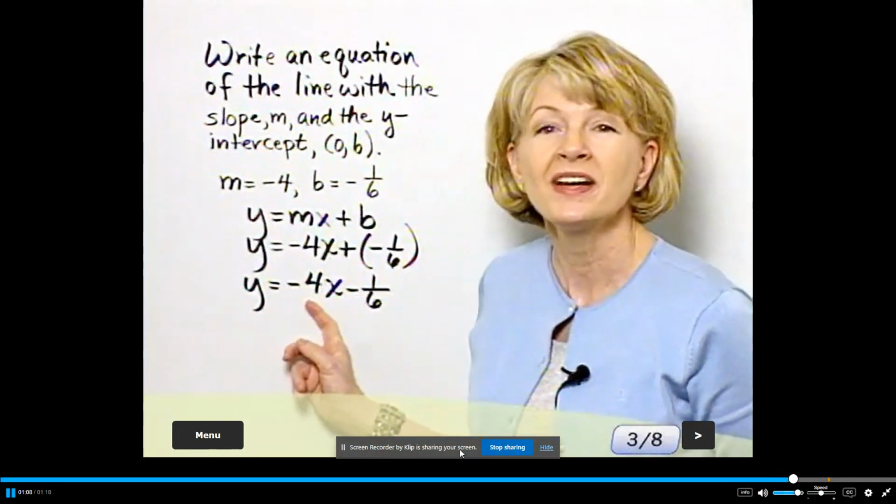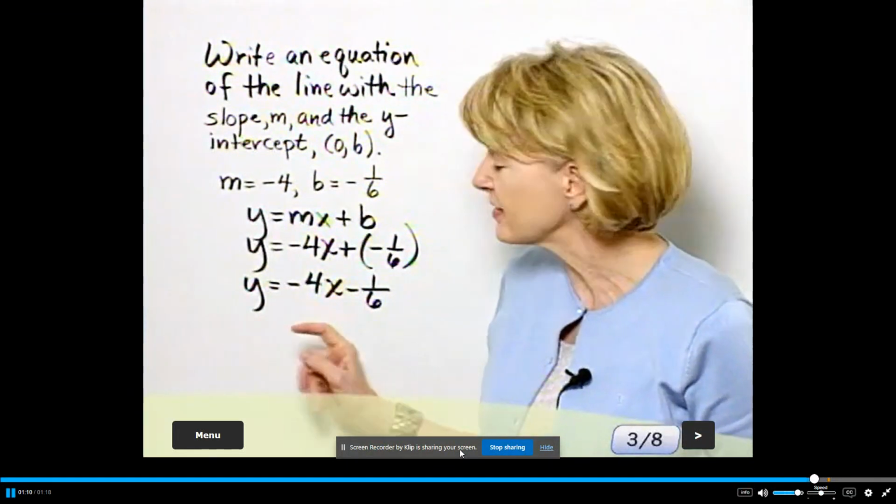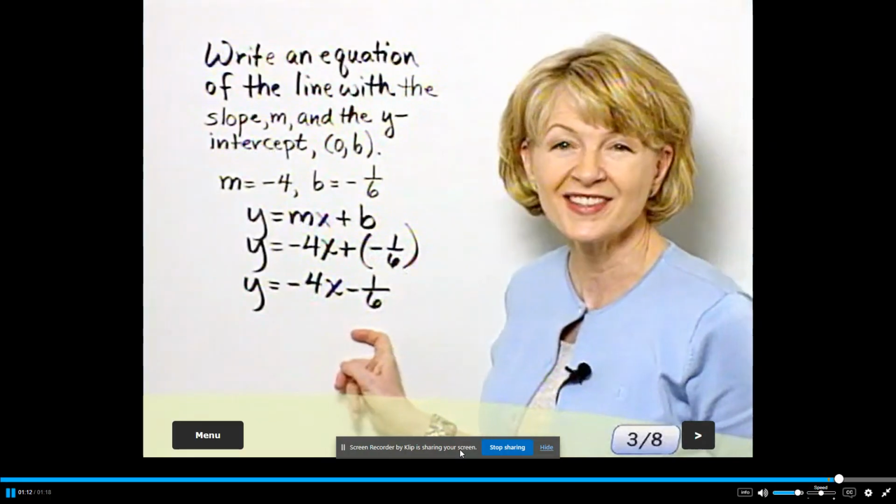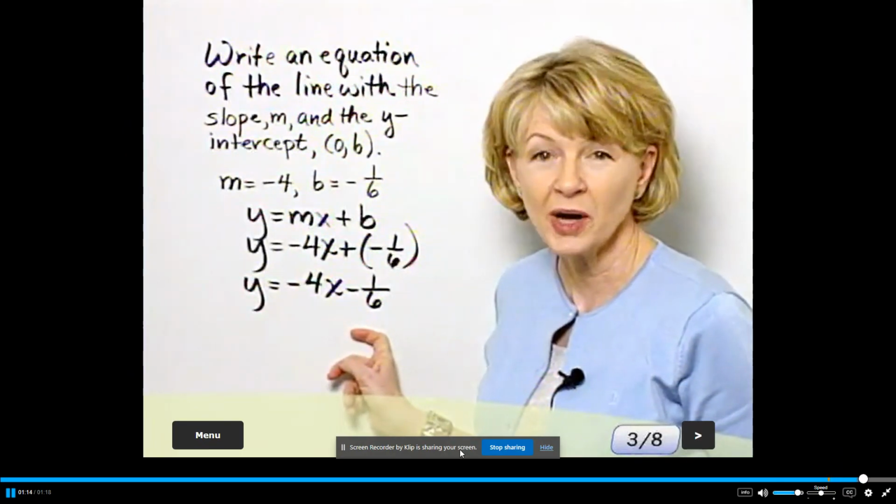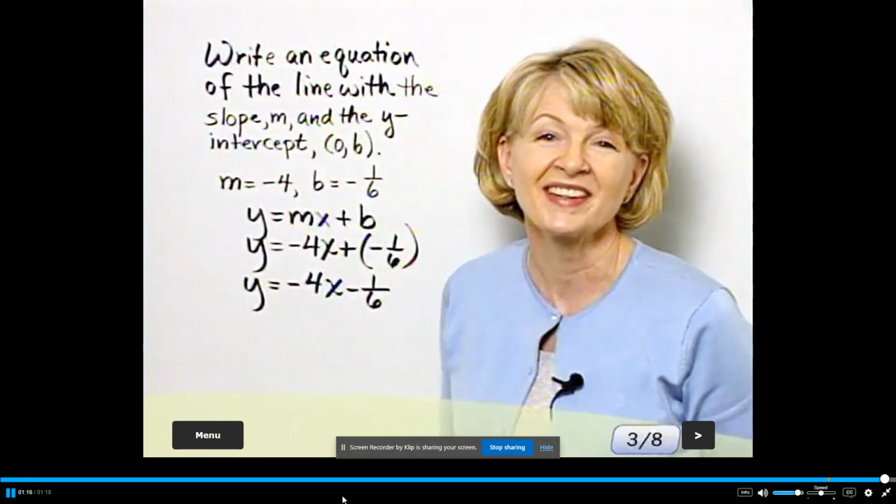What is the slope? -4, the coefficient of x. And what is the y-intercept? It is (0, -16).